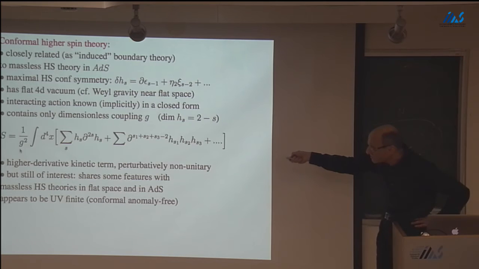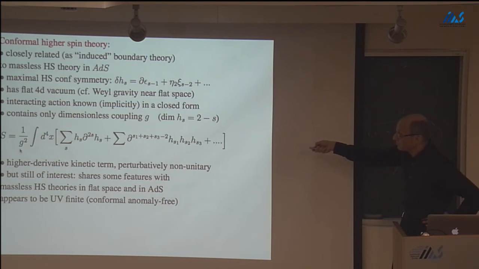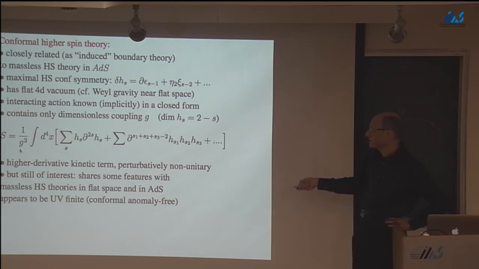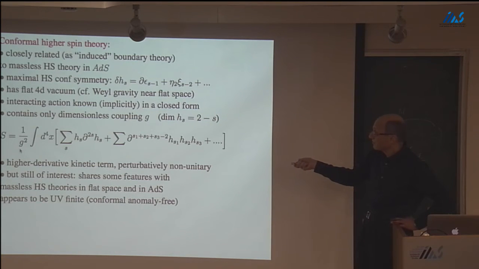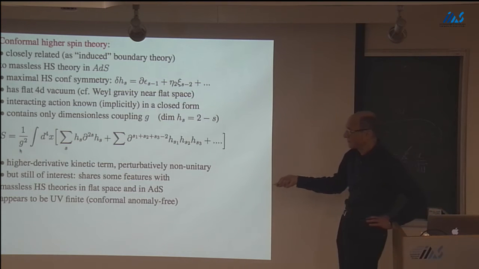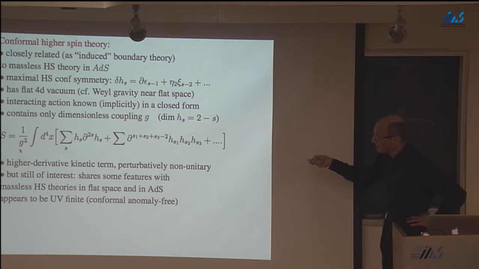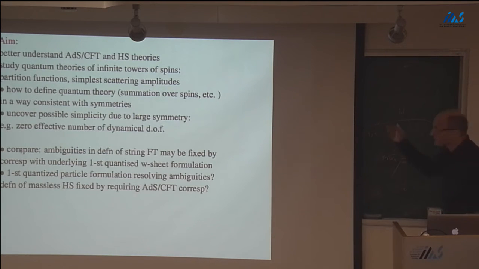This theory has higher derivative kinetic terms, so it's perturbatively non-unitary, like Weyl gravity, for example. Spin 1 here will be Maxwell, but spin 2 will be like Weyl gravity expanded near flat space. But it's of interest because it's closely related to this massless high-spin theory in AdS, and there are certain features which will be similar in the quantum theory. One very mysterious thing about this theory is that it looks like it will be UV finite, properly formulated, and there will be no conformal anomaly. So this theory may be consistent despite having this analog of Weyl symmetry and having no supersymmetry. Essentially what happens, just going ahead, is that the big symmetry means you have lots of ghost determinants which play the role of fermions. They cancel some of the physical contributions.